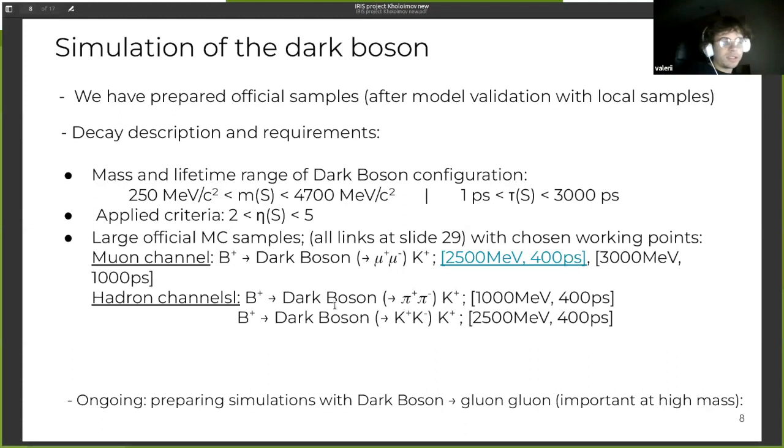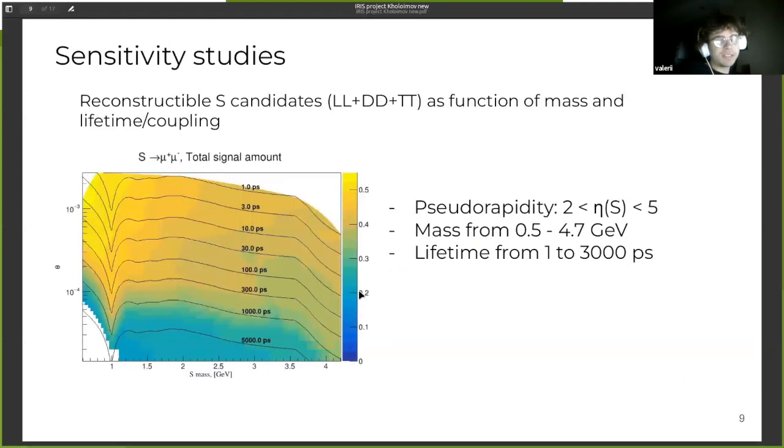Here you can see the configuration for the official Monte Carlo samples which were produced, and we're also working, as was told, on dark boson decay into gluons, which is important for high mass. Then sensitivity studies: here you can see how the signal amount depends on the mass and lifetime of our scalar boson.